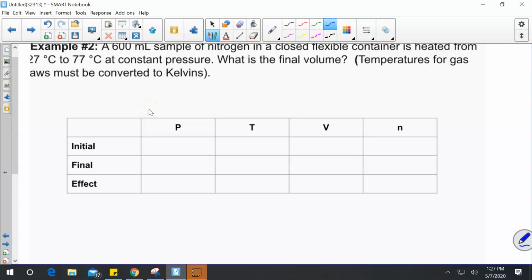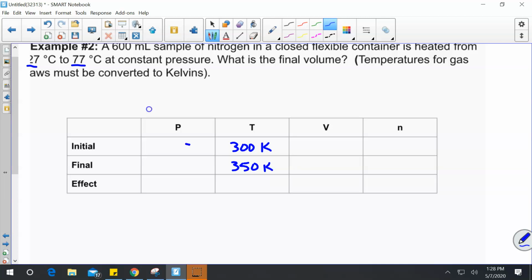A sample problem would look something like this. I have a 600 milliliter sample of nitrogen in a flexible container. It's heated from 27 to 77 degrees Celsius at constant pressure. What is the final volume? Looking at this, remember, our temperatures have to be in Kelvin, so I have to add 273 to those 2 temperatures. So 27 plus 273 is 300 Kelvin. And then 77 plus 273 is 350 Kelvin.